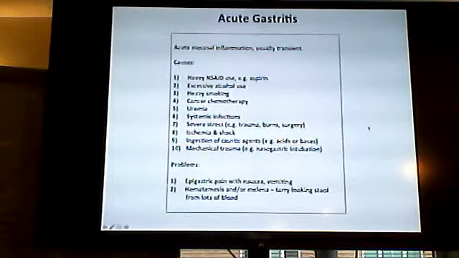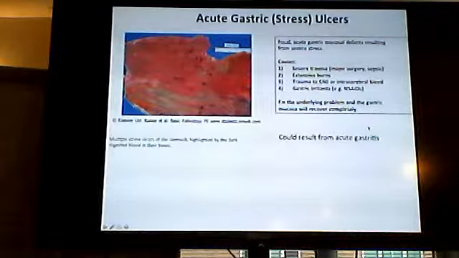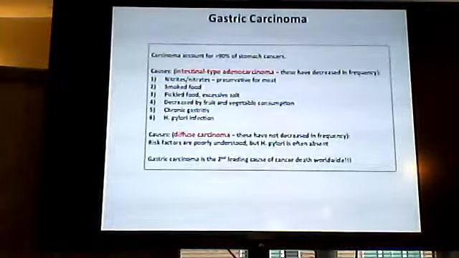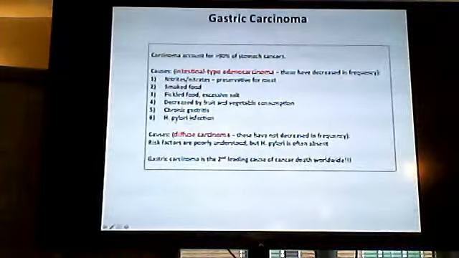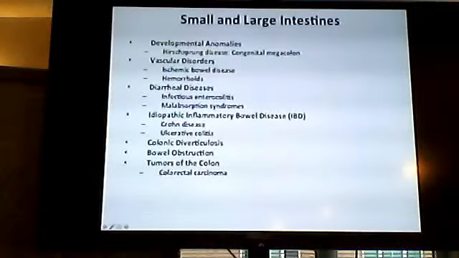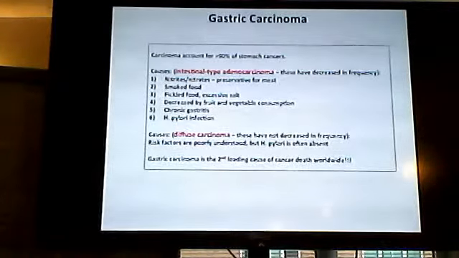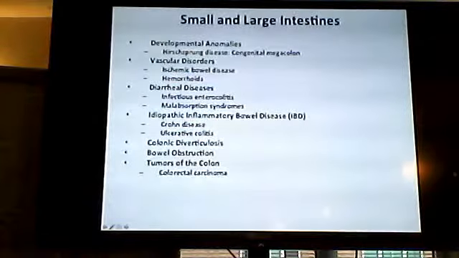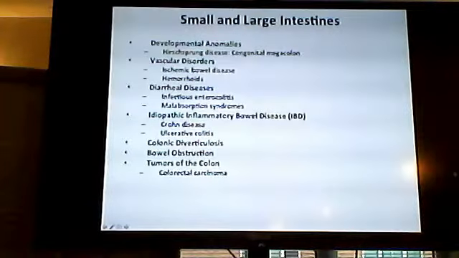Again, more causes. And then more inflammation can lead to ulcers because it'll start to chew up more of your tissue if prolonged. And then if you irritate the system enough, you can have cancers that form, like gastritis and H. pylori infection can lead to gastric carcinomas, and those gastric carcinomas are the second leading cause of death worldwide. Small and large intestines, so again, the same idea.